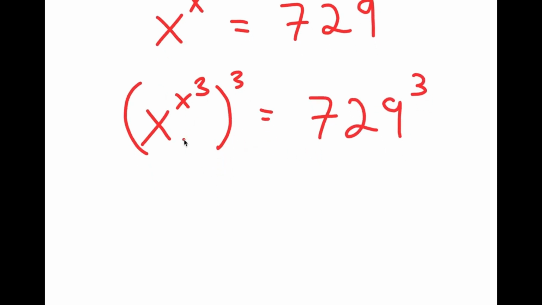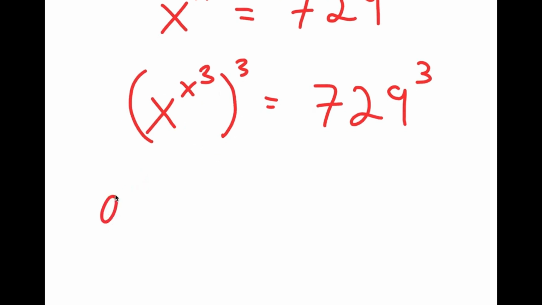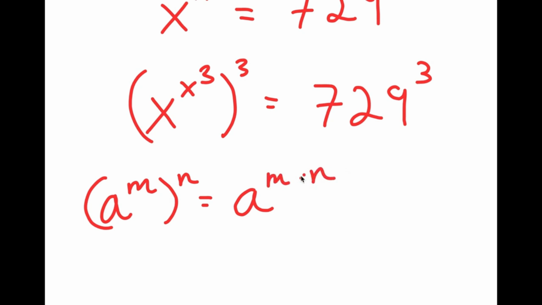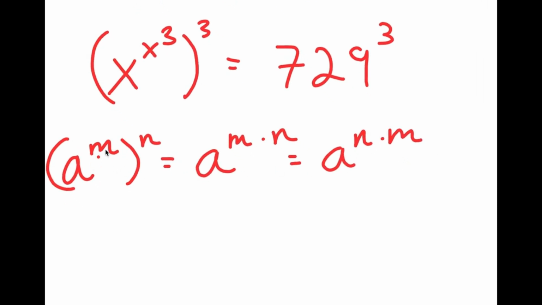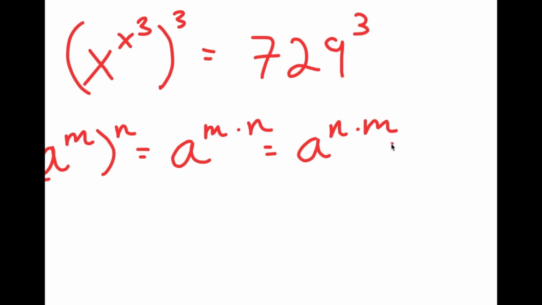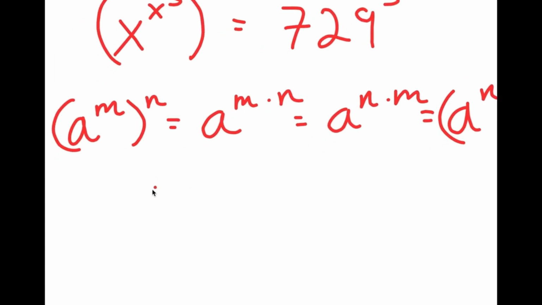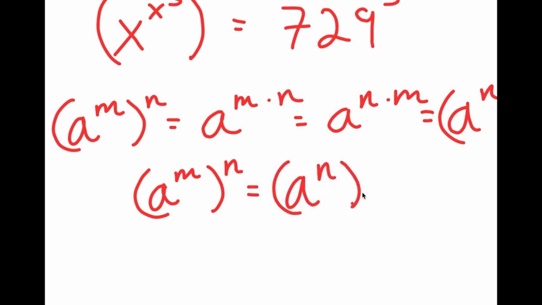Now, if I have something in the form a to the power of m to the power of n, this is the same thing as a to the power of m times n. Now, m times n, I can also rewrite as n times m. And if something in the form a to the power of m to the power of n is equal to a to the power of m times n, then a to the power of n times m should also equal a to the power of n to the power of m. So in simpler terms, a to the power of m to the power of n is equal to a to the power of n to the power of m.